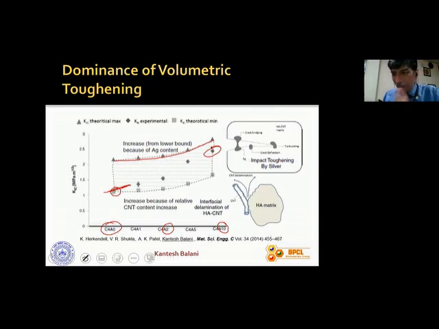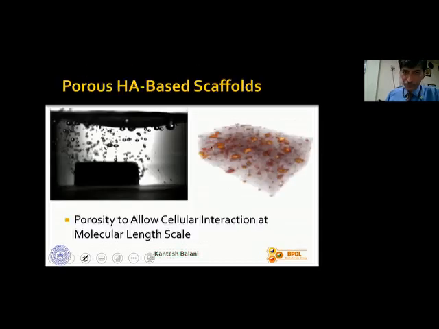Because in metal, there is always plastic deformation. It also tends to blunt the crack. And that part, CNTs cannot provide. It cannot blunt. It can flex. It can provide enhancement in elastic modulus. But that distribution of crack tip energy will not be accommodated by the CNT alone. So that part we could appreciate. And we established that metals are actually better toughening agents than even carbon nanotube.